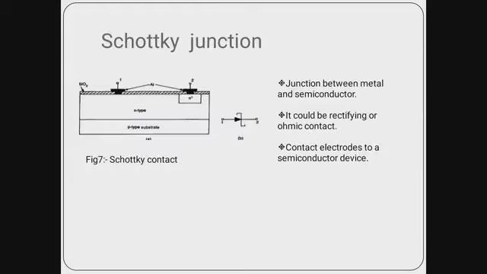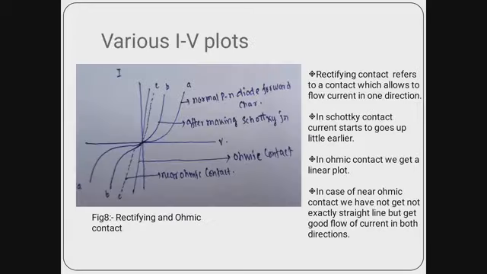But in case of Schottky junctions, we use metal in between the substrate and insulator. These are the electrodes which are connected across the surface of the semiconductor material. This is the various IV characteristics plot I have explained over here.